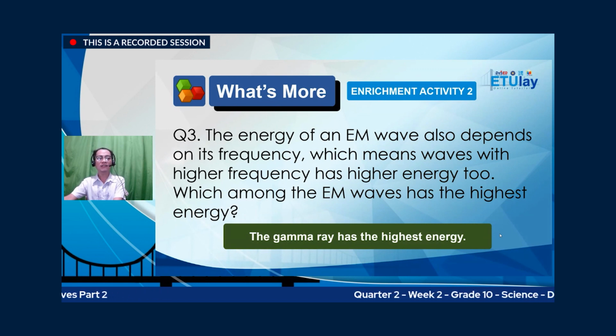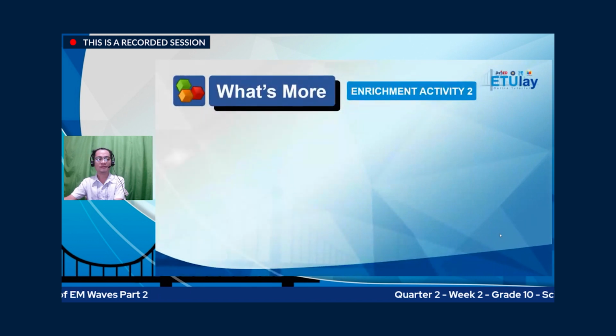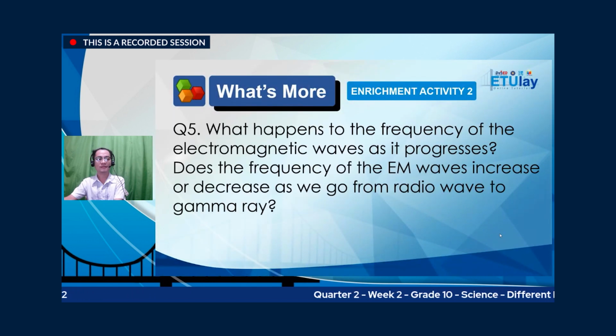Ang trend naman ng frequency in hertz ay ganito. From radio wave, since it has the longest wavelength among electromagnetic waves, it has the lowest or shortest frequency and lowest energy. Gamma rays has the shortest wavelength but highest frequency and highest energy.